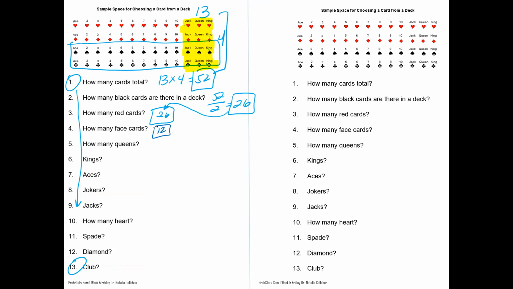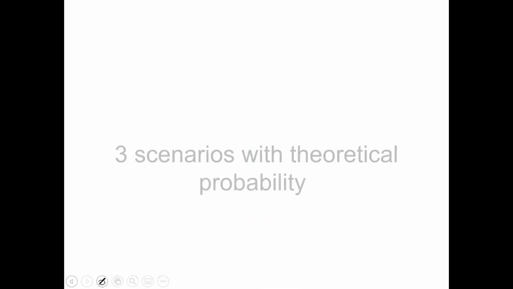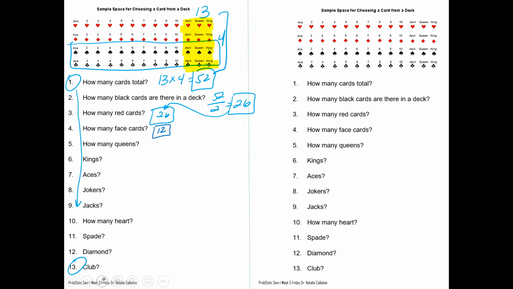How many are Queen cards? Well, there are only 4, so your answer will be 4. King, same thing, 4 Kings. Aces, 4 aces. Jokers, I'm sorry, 2. Jacks, 4.